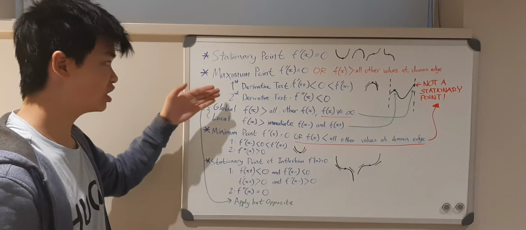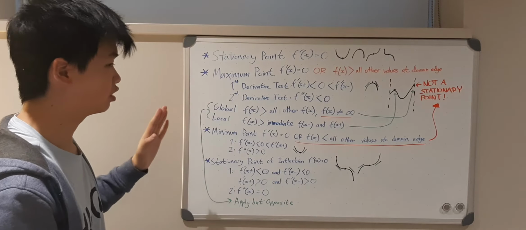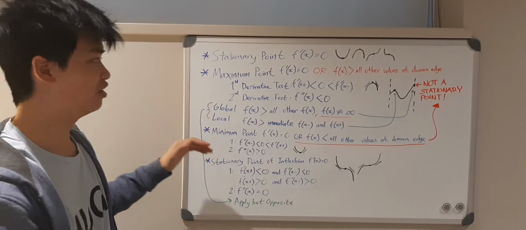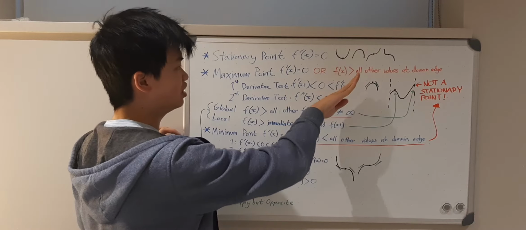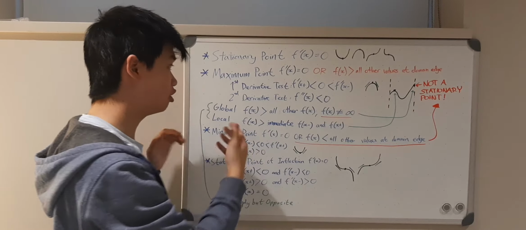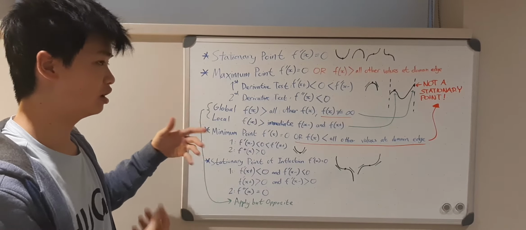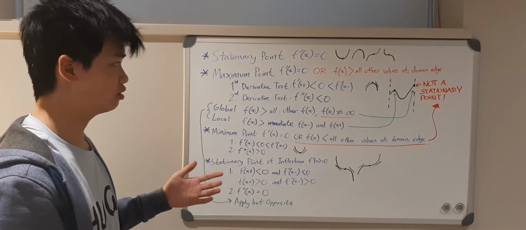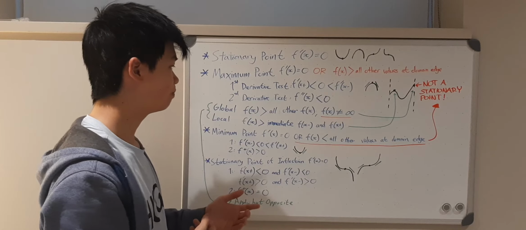You can also do the second derivative test, where you look at the rate of change of the first derivative. If the first derivative is decreasing, which also means the second derivative is less than 0, then you also have a maximum point.